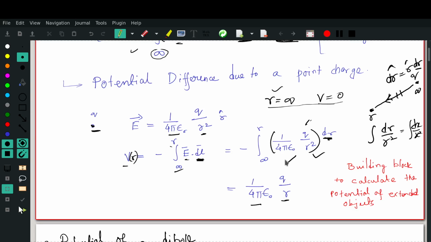Now this very innocent looking result is the building block for calculating the potential of extended objects, right? Like we have calculated the potential for a single point charge here. Now we'll be using this formula later on to calculate the potential for some extended object, which will not be a point charge anymore, and we will see how to do this.